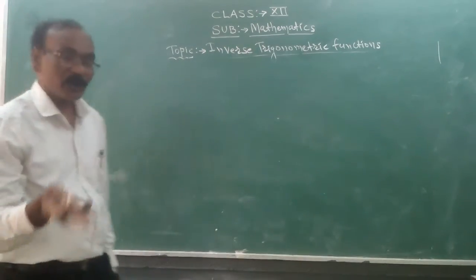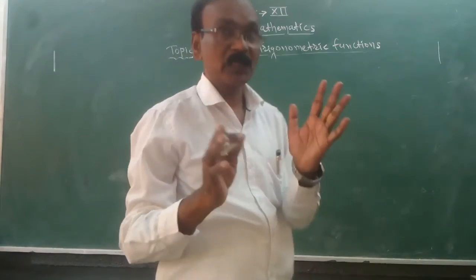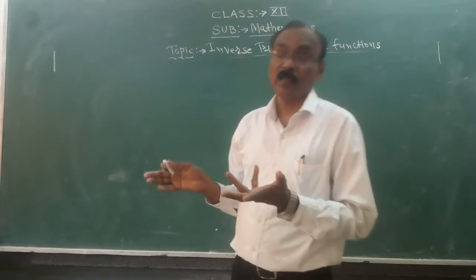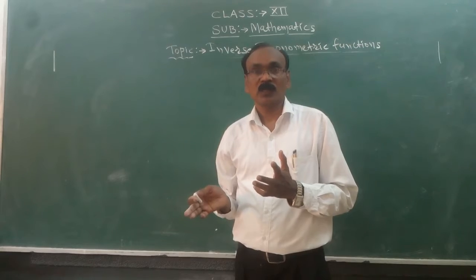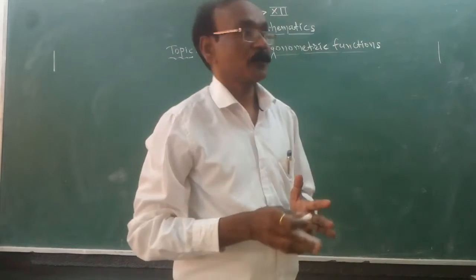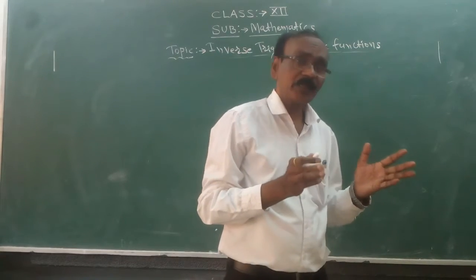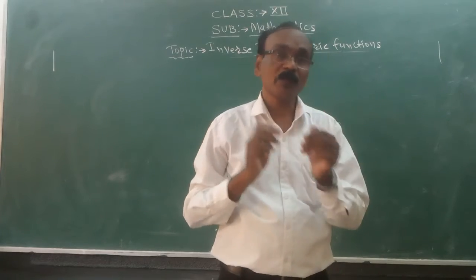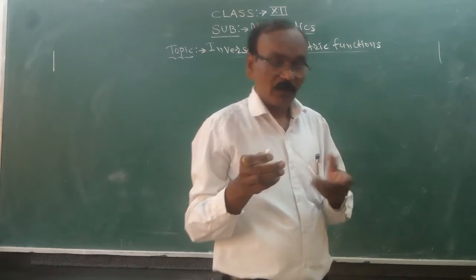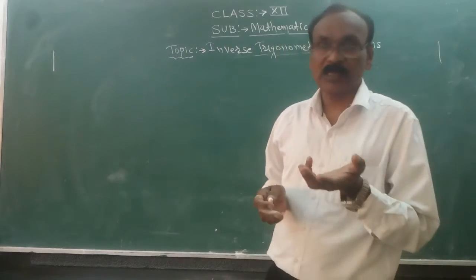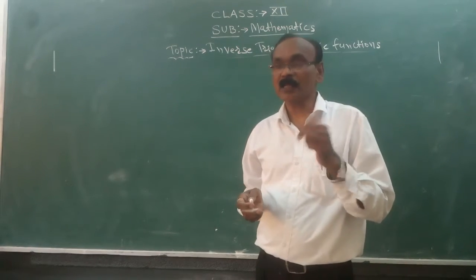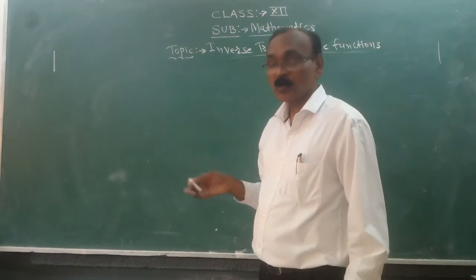How to remember these values? How to remember the principal value branches of the different inverse trigonometric functions? You should remember these values because this complete chapter depends upon those principal value branches. If your answer belongs to the principal value branch, then and only then will you get the marks, otherwise you lose the mark. So how to remember this table?